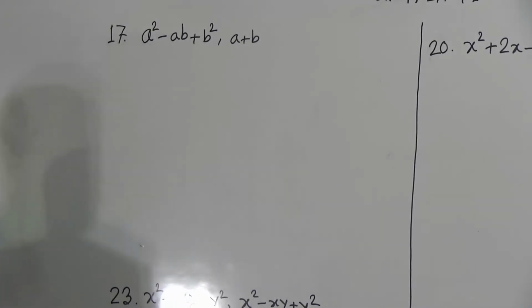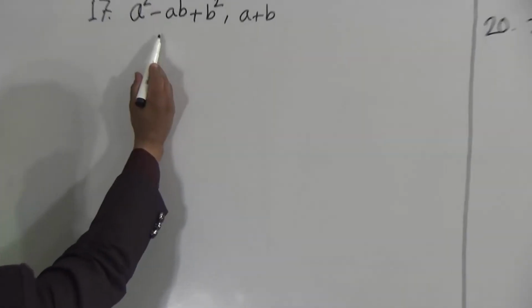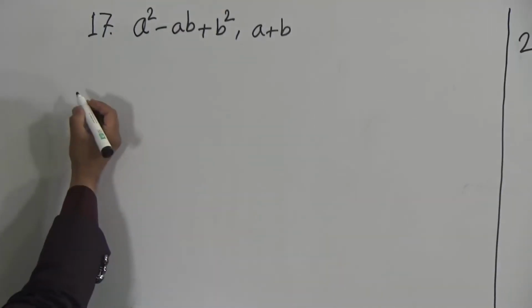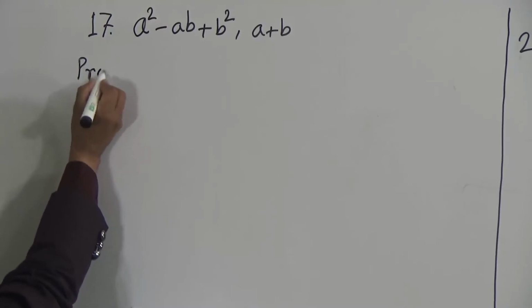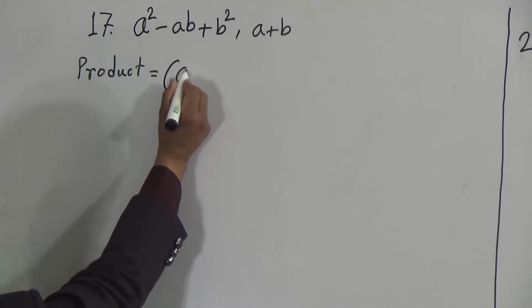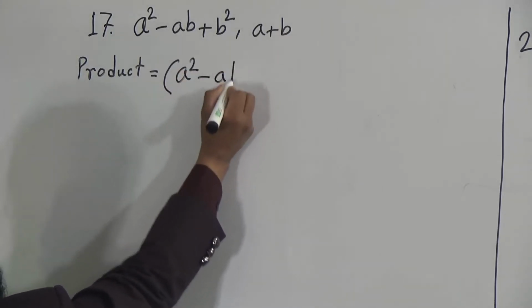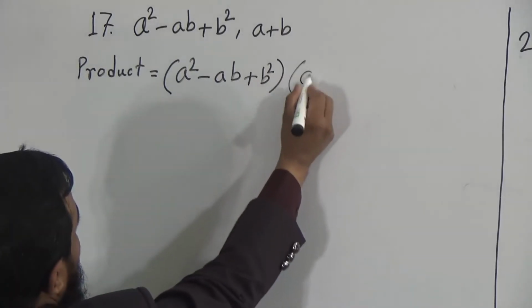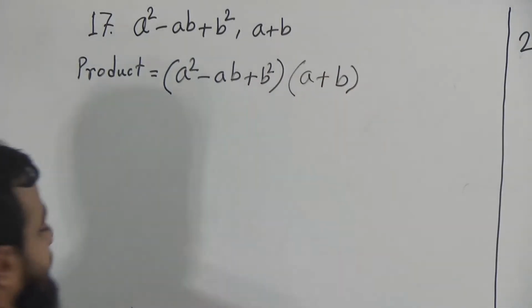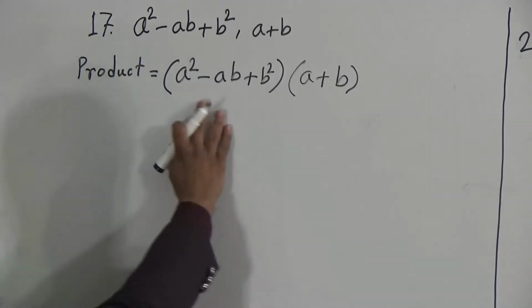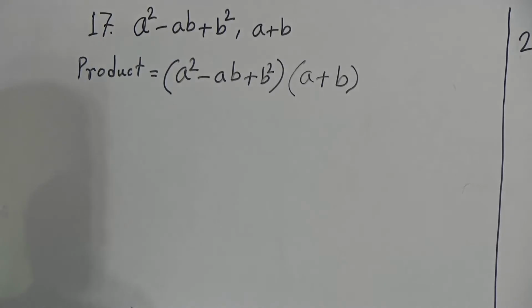My dear students, the first expression is a square minus ab plus b square and the second expression is a plus b. So our product will be a square minus ab plus b square with a plus b. Okay. Now my dear students, we need to multiply these two. That means we need to find out the product of these two expressions.